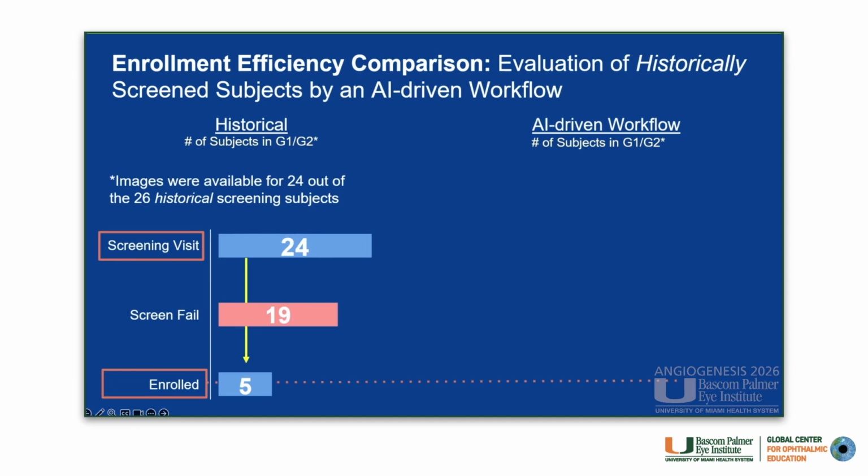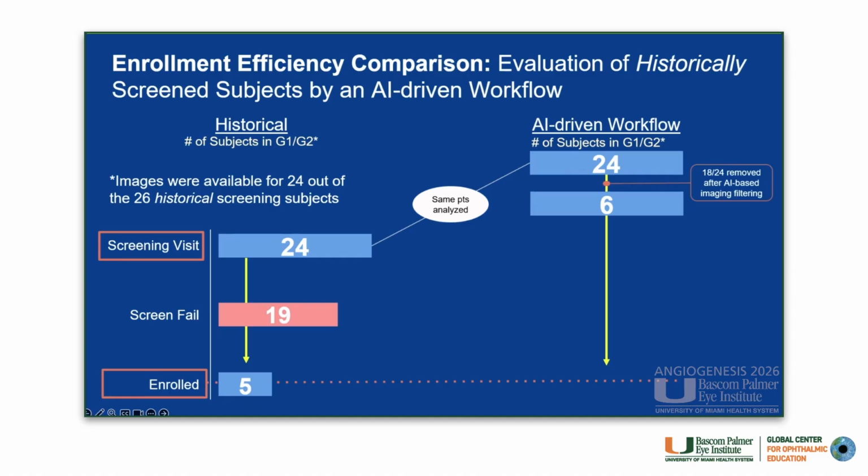24 of these 26 patients historically screened had OCT imaging available. Of these 24 patients, and following their screening journey, 5 ultimately enrolled. Taking these same 24 patients analyzed by the AI-driven workflow, we see that 18 of them were excluded after AI-based imaging filtration for GA. An additional 2 were excluded following EMR review.